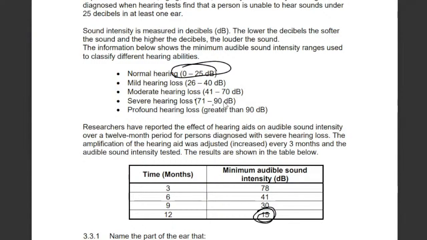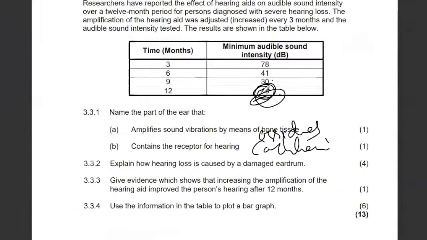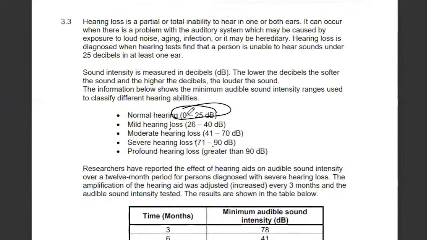And then here in 41, moderate hearing loss. And then in 30, check, mild hearing loss. And then normal is 0 to 25. The person is now normal. So the hearing aids are able to help them, because this is evidence that the person can still hear at 15 decibels, or can hear between 0 to 25 decibels.